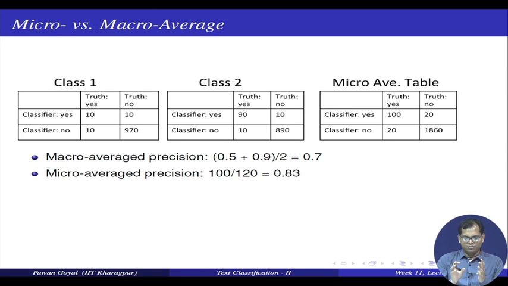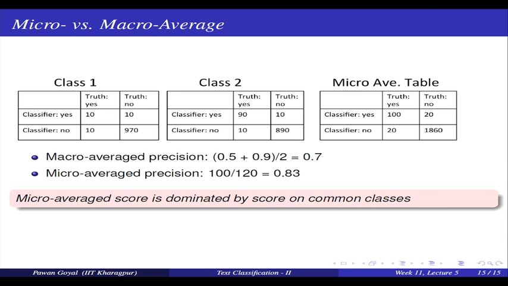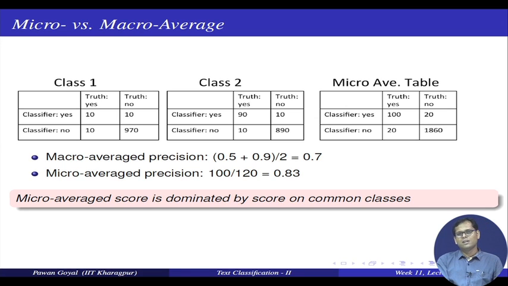So if you are building a classifier with multiple classes and you want to see that all your classes perform well, then macro average precision is a good measure. If your classes are imbalanced, with some classes having a higher number of data points than others, then the micro average score is dominated by the score on the common classes.